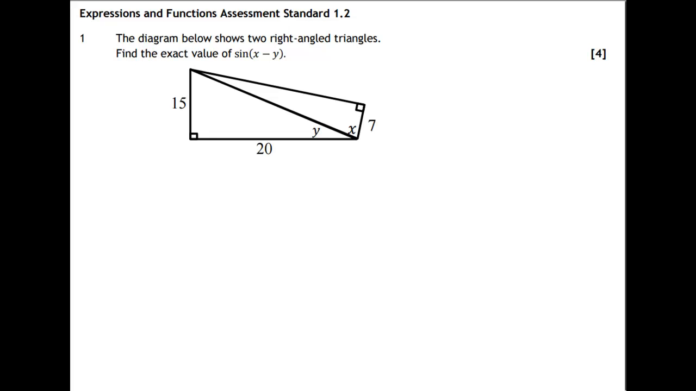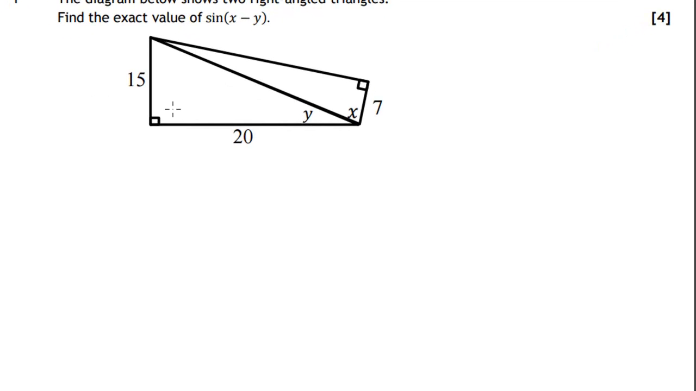So welcome to this video, which runs through the worked solutions to the practice assessment for Expressions and Functions Assessment Standard 1.2. Now, question 1 presents us with two right-angled triangles. We've got some of the sides filled in and we're asked to find the exact value of sine x minus y. Notice we're looking for the exact value here, so any decimal approximations will not be suitable.